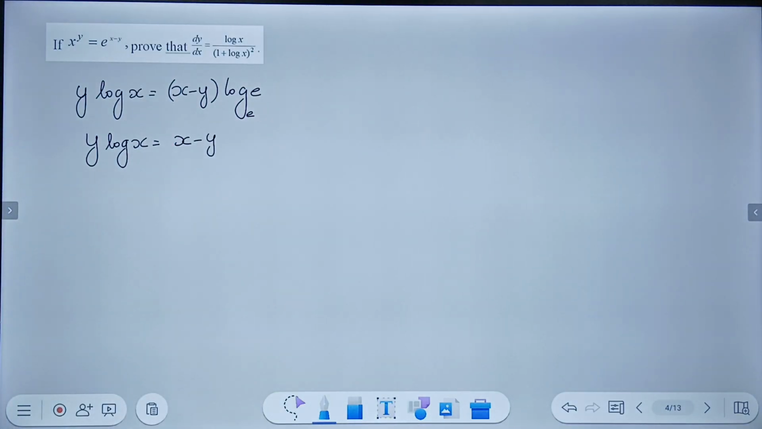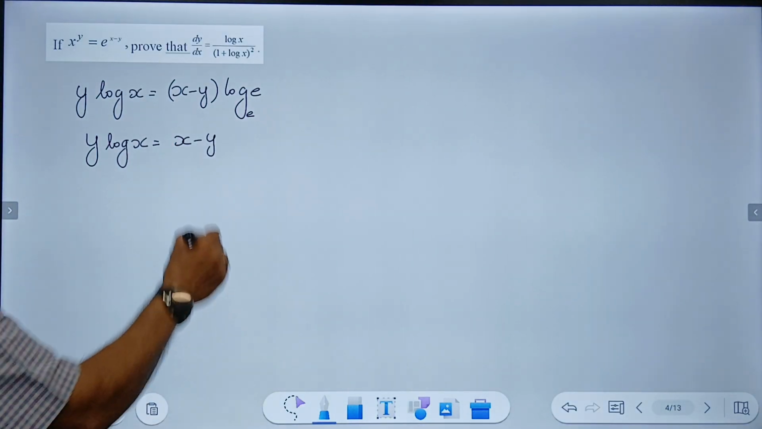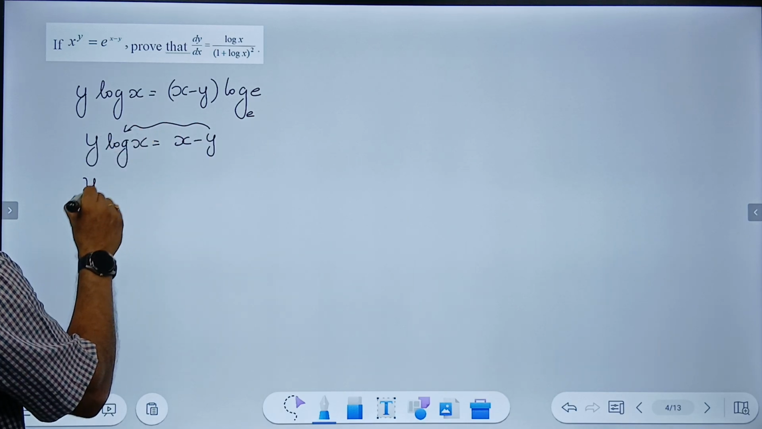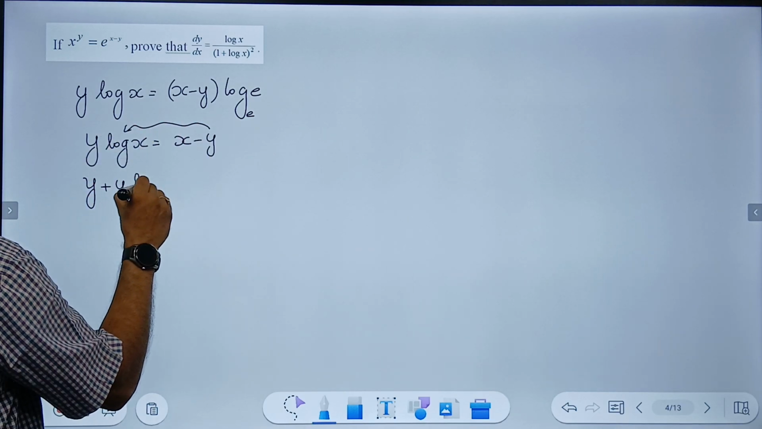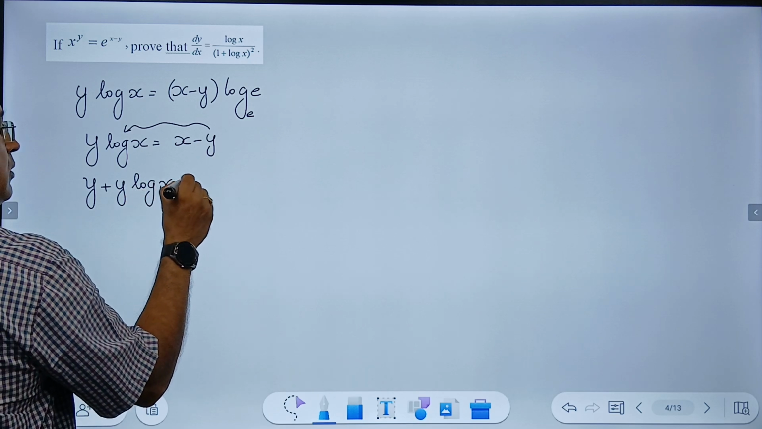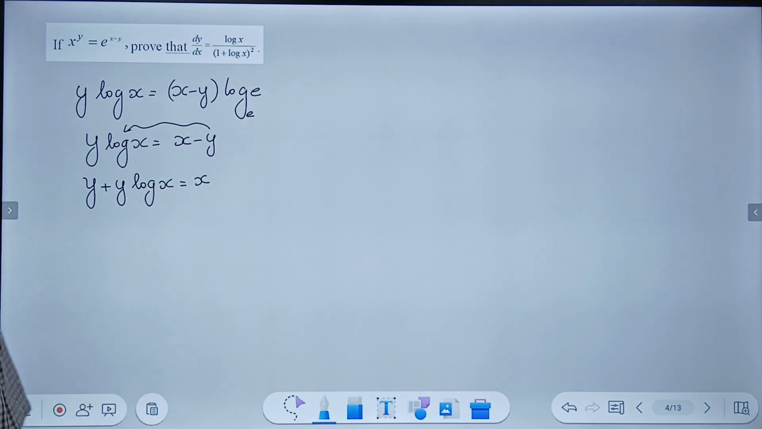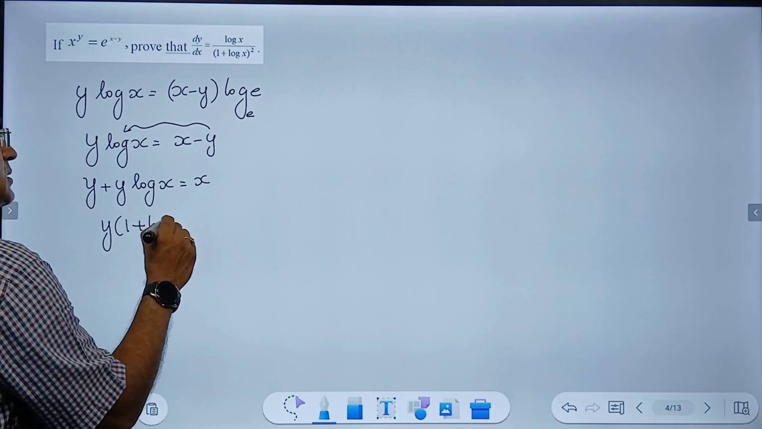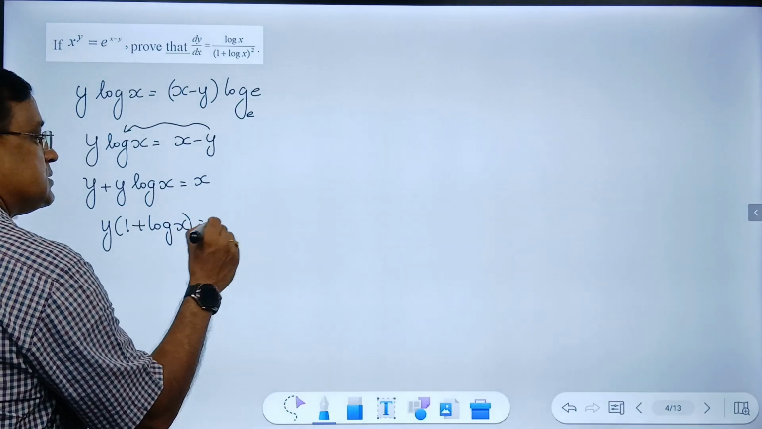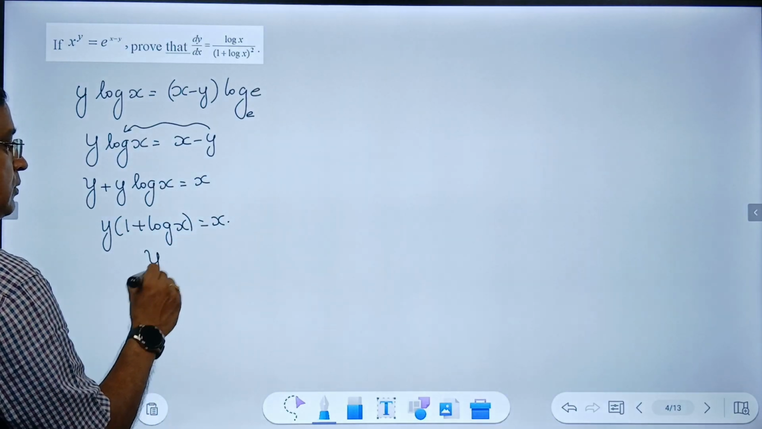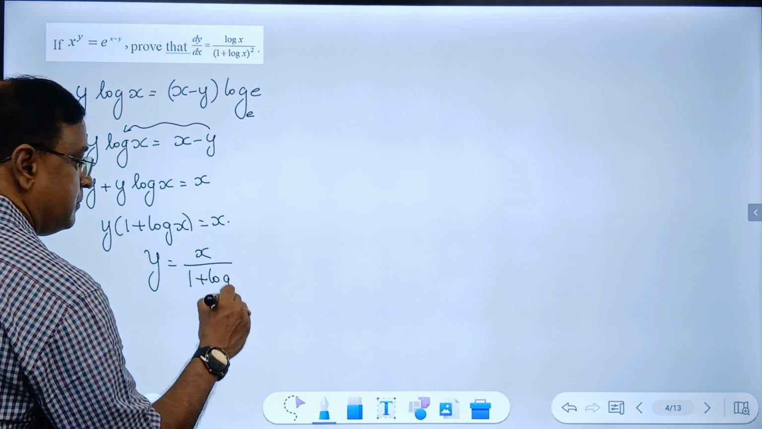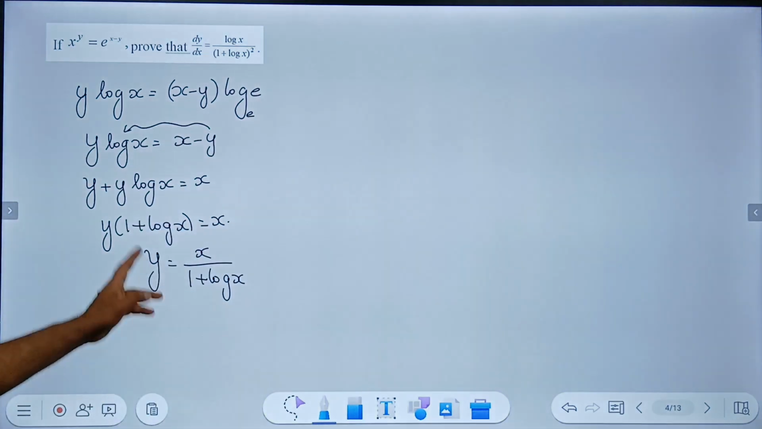Okay, you can differentiate, but if you do the following step, it becomes much easier. Take y to the other side. You get y plus y log x equal to x, correct? Now what is common in this? Here you can see clearly y is common. So I get y into 1 plus log x equal to x. Therefore what is y equal to? x by 1 plus log x.